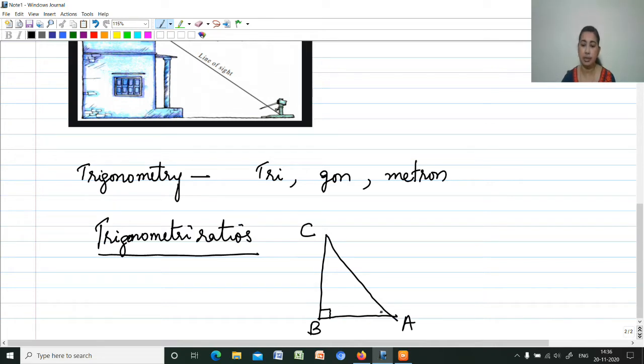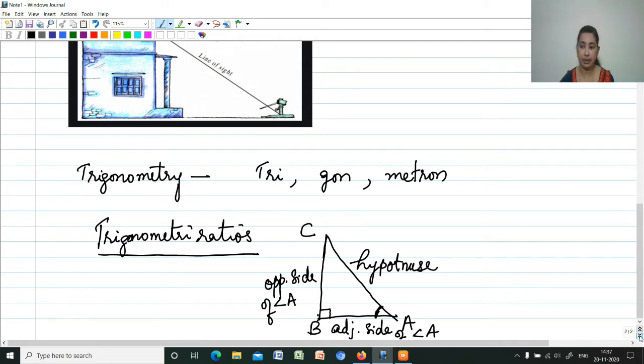Suppose I am considering one angle A. We can see that the side opposite to angle A is BC. This is the opposite side of angle A, and this is the adjacent side. What is the meaning of adjacent side? This is the nearby side, the adjacent side of angle A, and this is the hypotenuse.